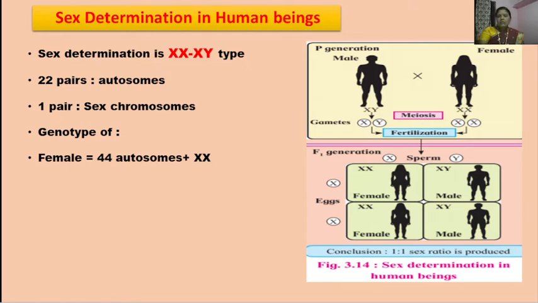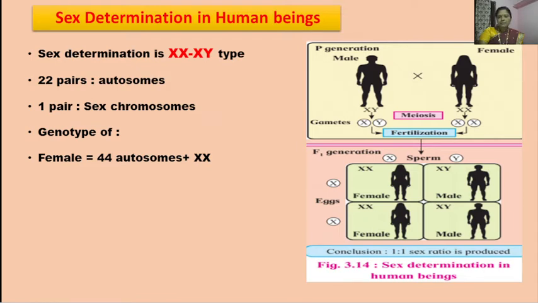Then human females have a pair of XX, which is also known as homomorphic sex chromosomes, while males have XY, heteromorphic sex chromosomes. That is the genotype. So female is 44 autosomes plus XX.